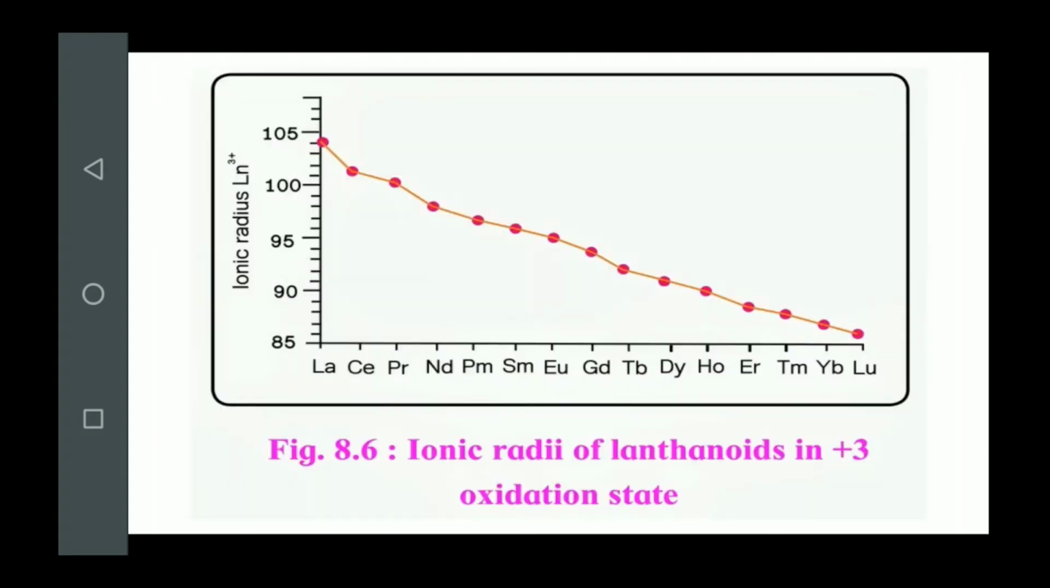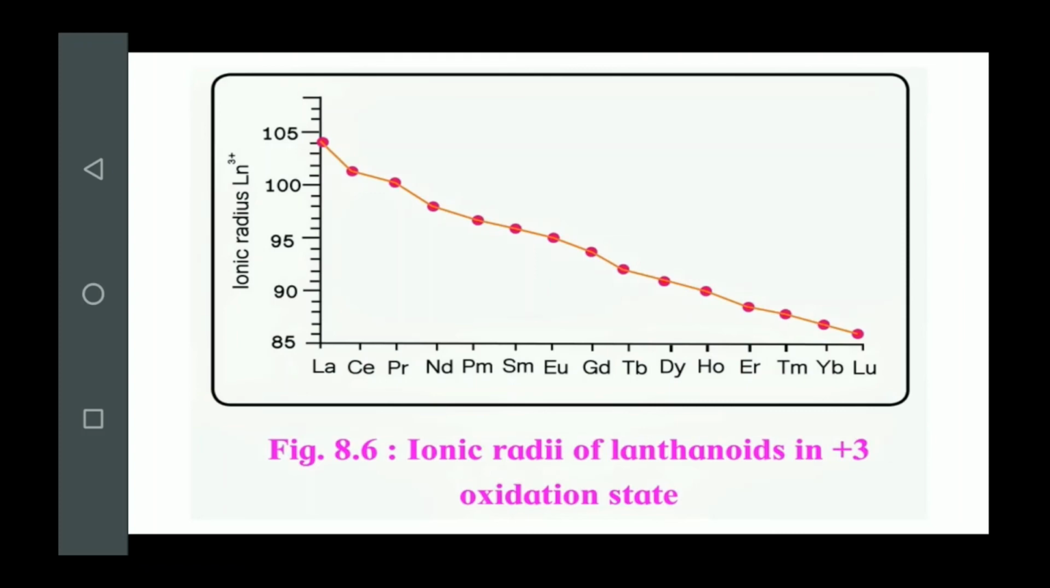Now here you have shown how the size of radii decreases from lanthanum to lutetium. Okay, so you can see here that the ionic radius of lanthanoid ions is given from 104 approximately to 85. तो 20 का ही डिफरेंस आया है, देखो, 20 पिकोमीटर्स का ही डिफरेंस आ रहा है.